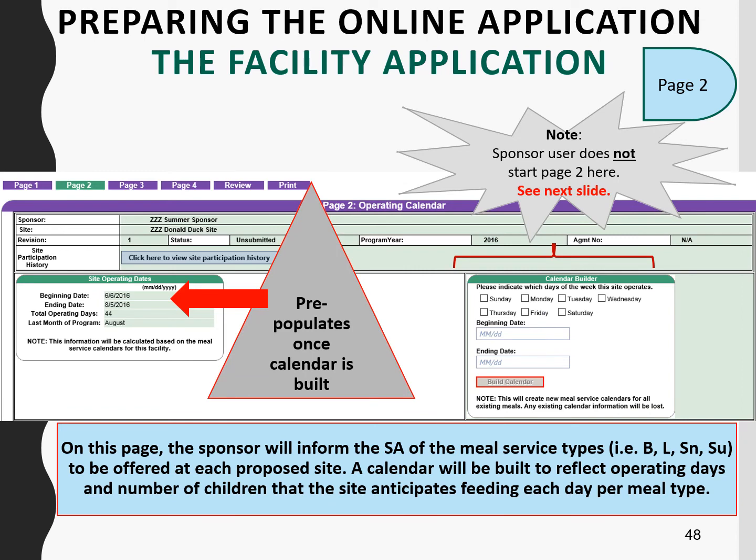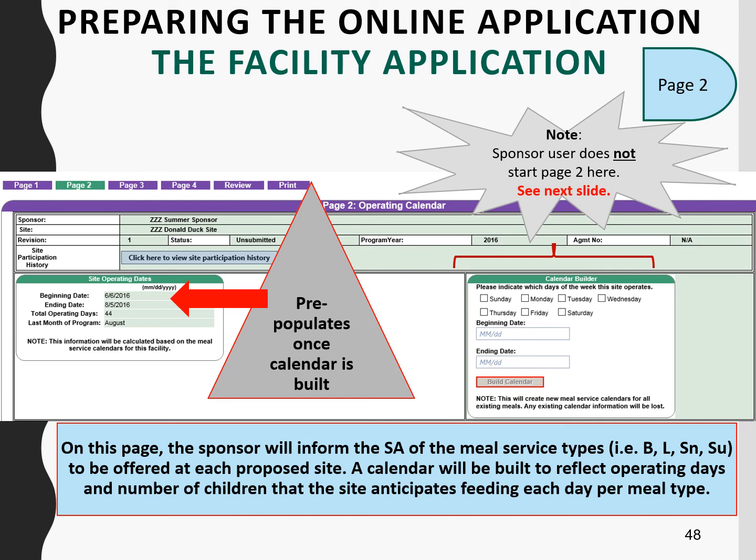Page 2 of the facility application. On this page, the sponsor will inform the state agency of the meal service types, for instance, breakfast, lunch, snack, or supper, to be offered at each proposed site. A calendar will be built to reflect the operating days and the number of children that the site anticipates feeding each day per meal type.